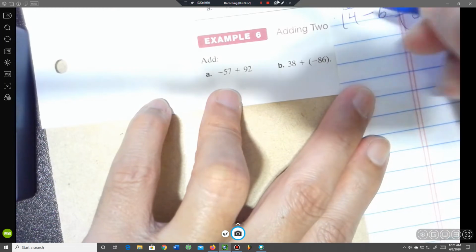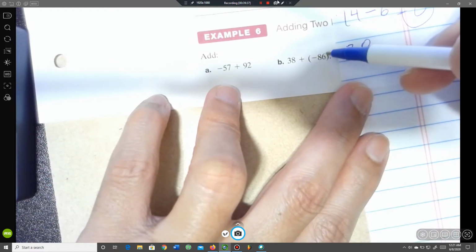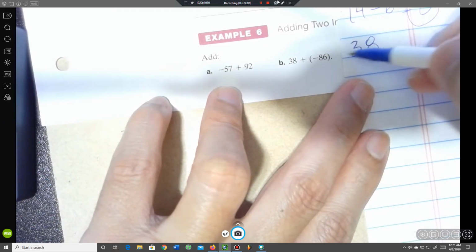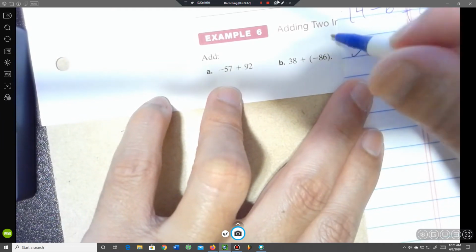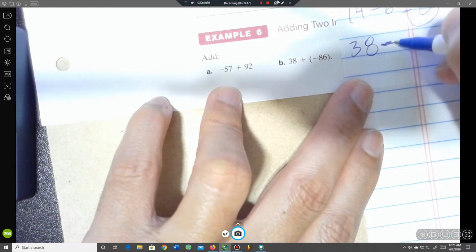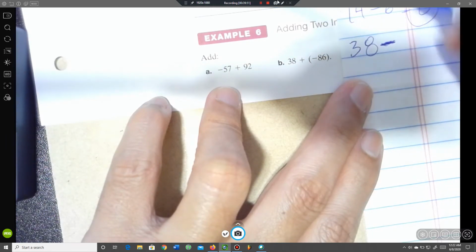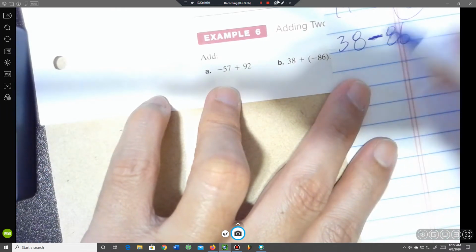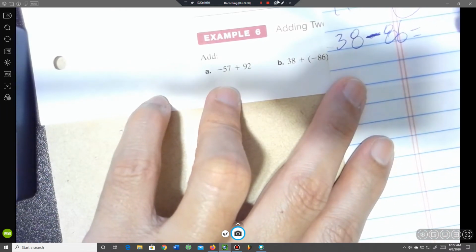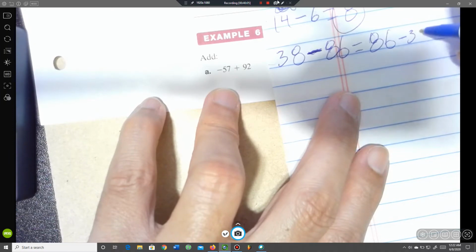Because see here, 38 plus a negative 86 is... change sign, right? That's the rule. Just change the signs first. Positive and negative give you a negative. It's 86. Now I have subtraction. Well, go ahead and subtract the smallest value from the largest value, always. 30.